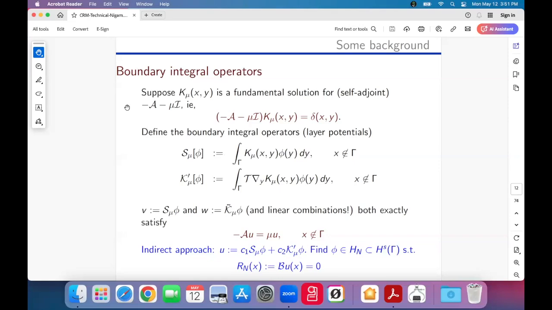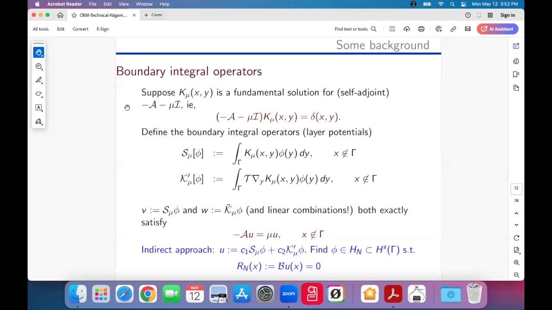You can construct something called a double layer, where you take the normal derivative of this fundamental solution, you convolve it with the density phi. You could take the adjoint of the double layer, and so forth. Okay.